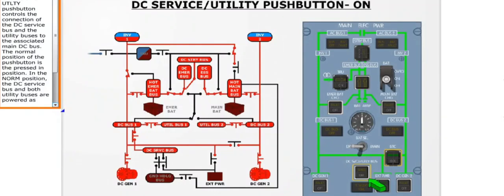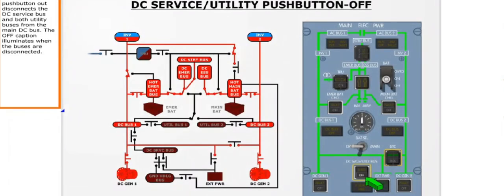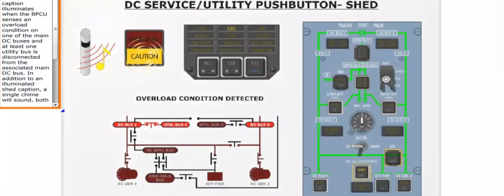The DC service utility push button controls the connection of the DC service bus and the utility buses to the associated main DC bus. The normal position of the push button is the pressed in position. In the normal position, the DC service bus and both utility buses are powered as long as they have not been shed by the BPCU. Release of the push button out disconnects the DC service bus and both utility buses from the main DC bus. The off caption illuminates when the buses are disconnected.